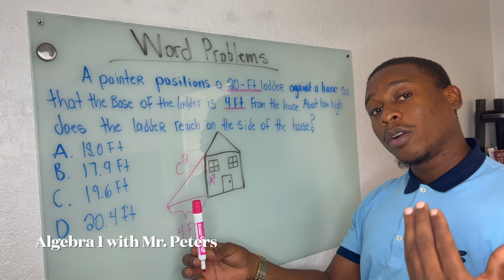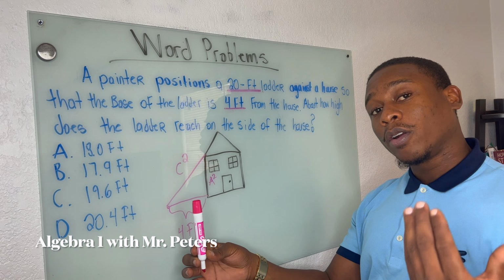So that 20 feet is actually going to be our hypotenuse, right? So we know that this is 20 feet here. So what we're actually looking for is the height, right? It asks us, how high does the ladder reach on the side of the house? So we're trying to figure out the length from the bottom of the ladder to the top.